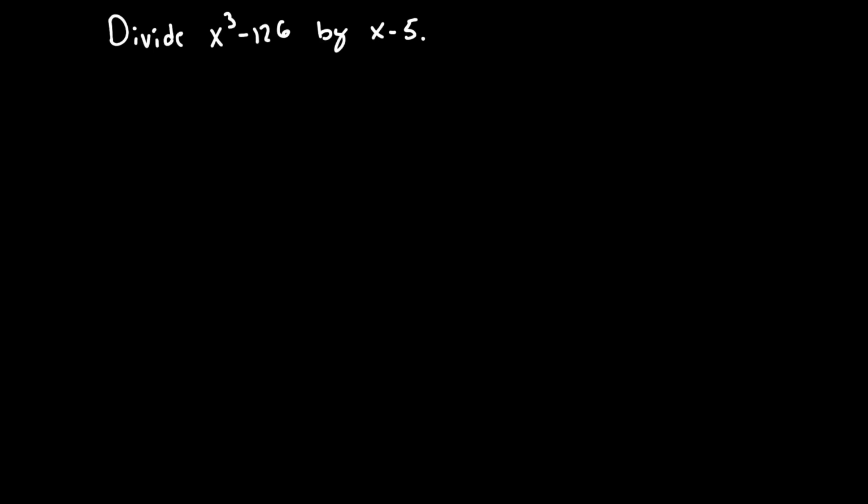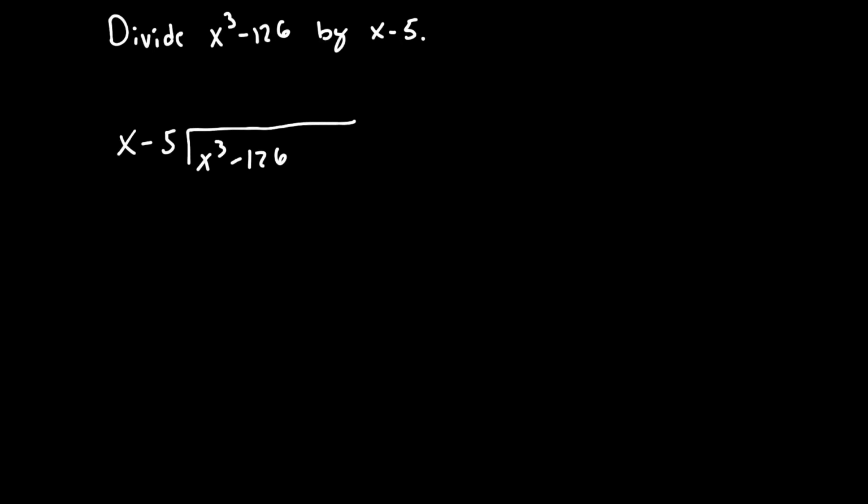Let's continue to practice polynomial division. We'll divide x cubed minus 126 by x minus 5, and then afterwards we'll identify the quotient and remainder if they exist. First, we'll set up our symbols. We have our x minus 5 is going to be divided into our x cubed minus 126.